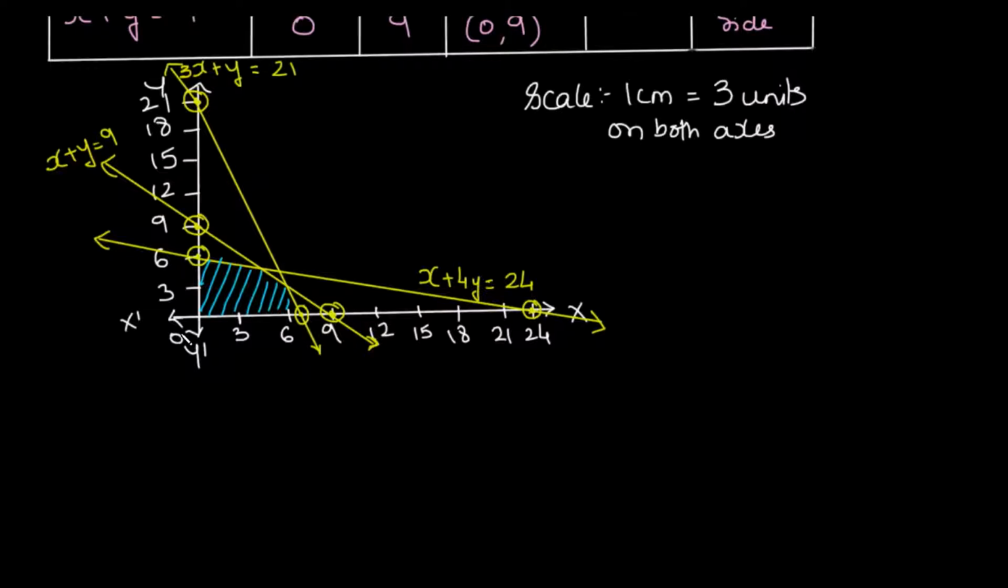So we name the corner points: O is already the origin, then A, say B, then this point is C, and D. So this becomes a polygon, and these are the corner points of the polygon containing our solution. So let us write it down over here: O, A, B, C, D is the feasible region, which has been shaded over there.